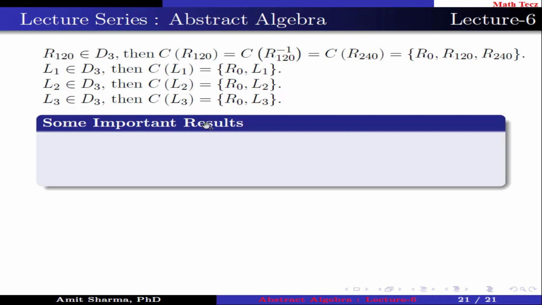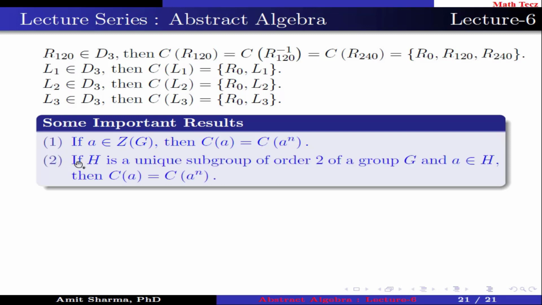Some important results. Number 1: if a belongs to the center of G, then the centralizer of a equals the centralizer of a to the power n. Number 2: if H is a unique subgroup of order 2 of a group G and a belongs to H, then the centralizer of a equals the centralizer of a to the power n.